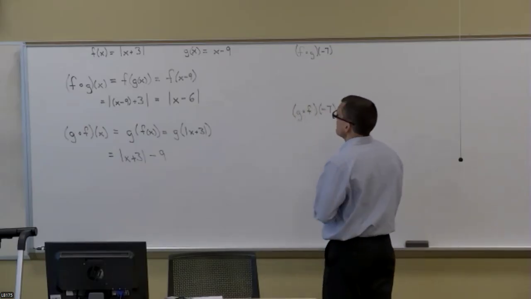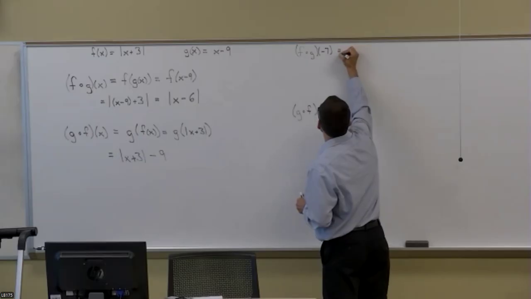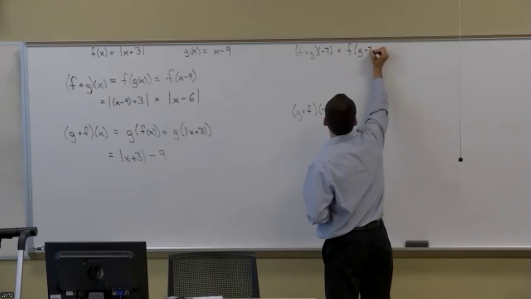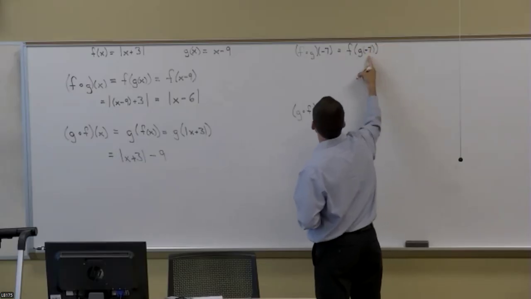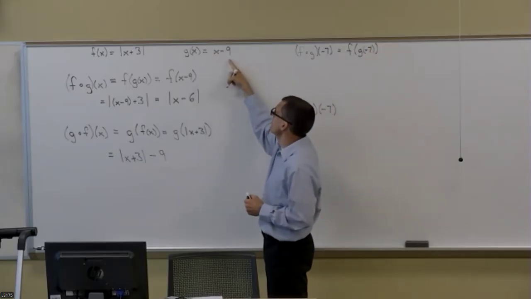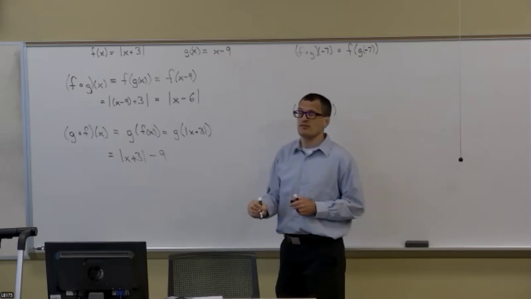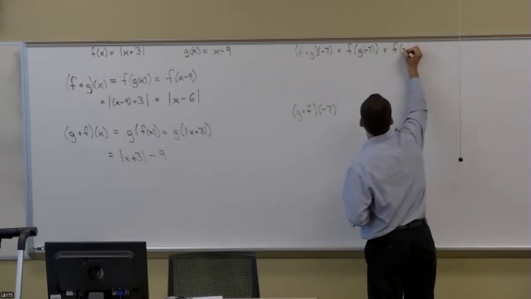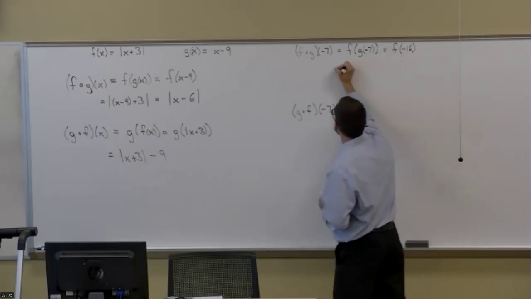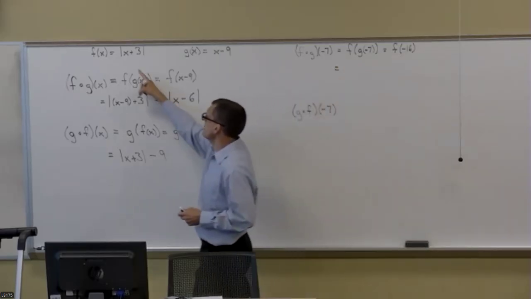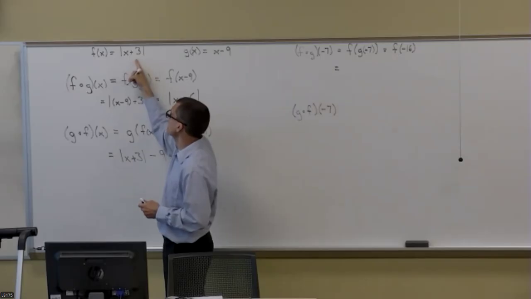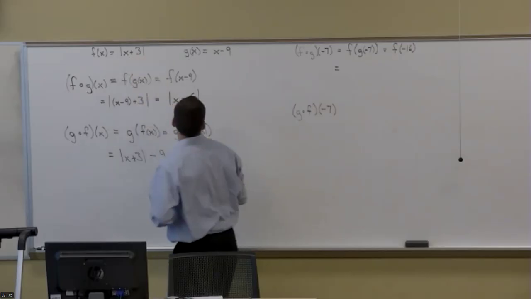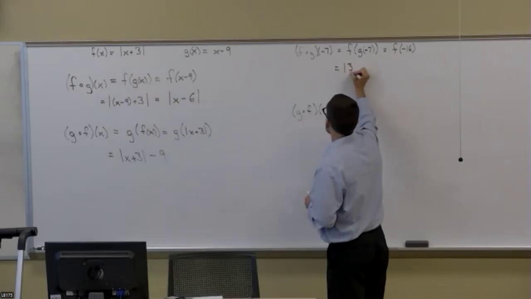You can also do the tracing thing. That's what I'll write on the board. So f of g of -7. If I plug in -7 into g, -7 minus 9 gives me a -16. And if I plug in a -16 into my f, then -16 plus 3 gives me a -13. Absolute value of that is a +13.